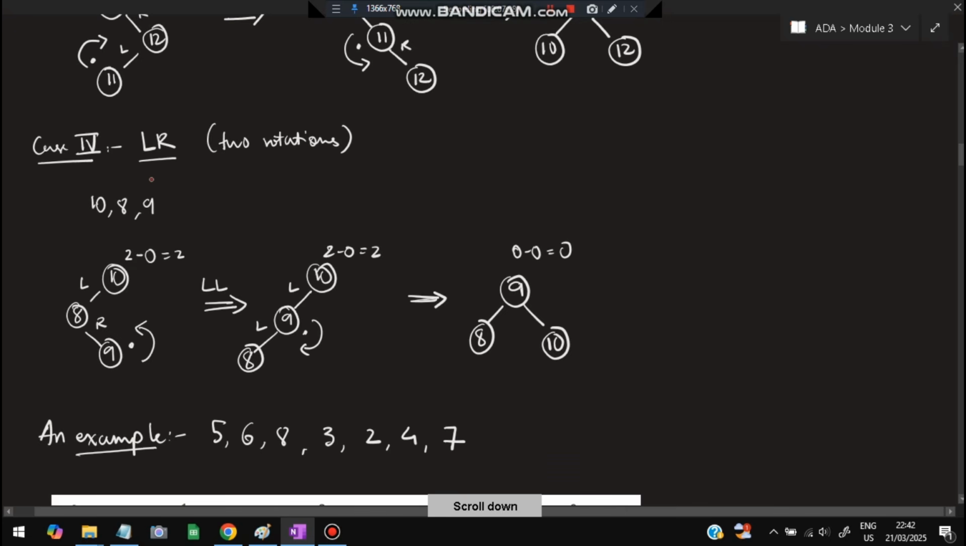Next is LR. In LR, suppose 10, then 8 came and then 9. So what happened? It was L and R, and the imbalance is also there. Why? Because left height is, what is the left height?